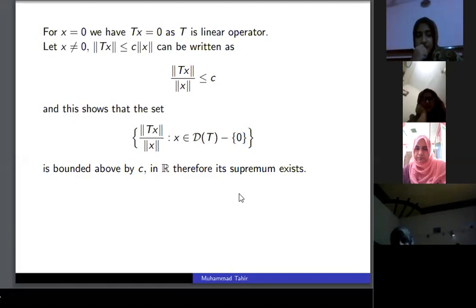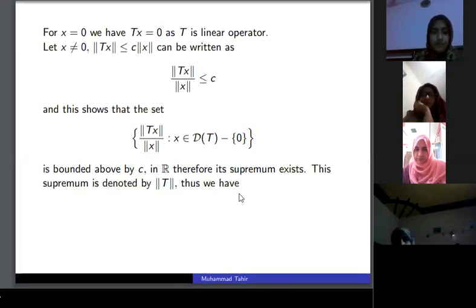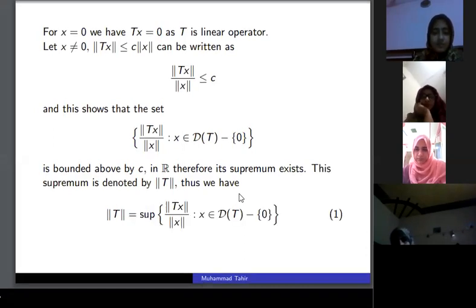This is a subset of real numbers, and we know that by the completeness property of R, every bounded above set has a supremum. So the supremum of this set must exist. This supremum is denoted by norm of T. Therefore, we have norm of T equal to the supremum of the set norm Tx over norm x, where this supremum is taken over all x in domain of T except 0, because we cannot divide by 0.